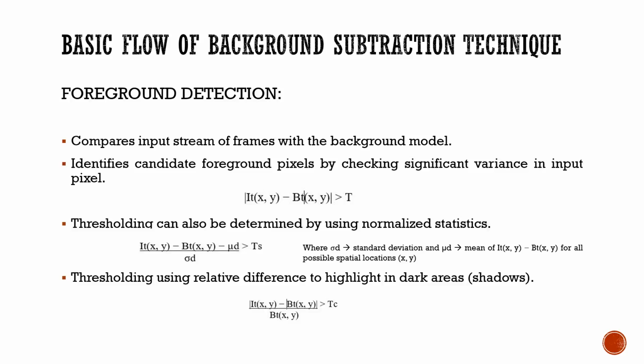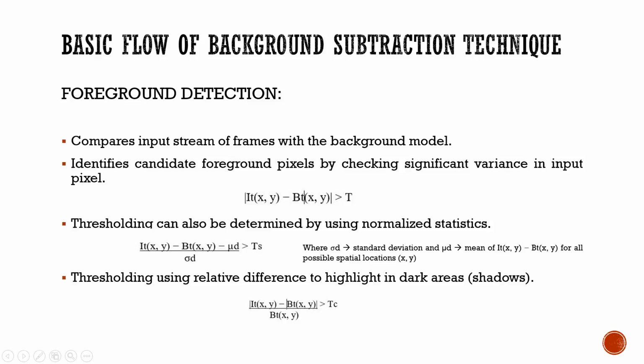The third step in the background subtraction technique is the foreground detection. Basically, in this phase, the input stream of video frames is compared with the background model one by one, and the candidate foreground pixels are identified from the incoming frame. The common approach for foreground detection is checking if there is a significant variance in the input pixel from the corresponding pixel in the background estimate.